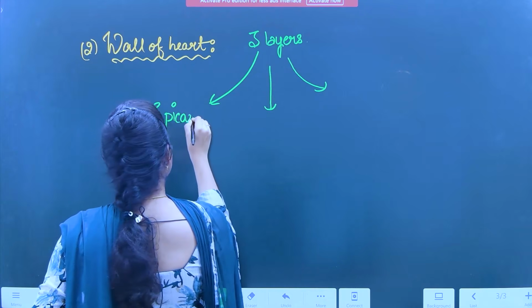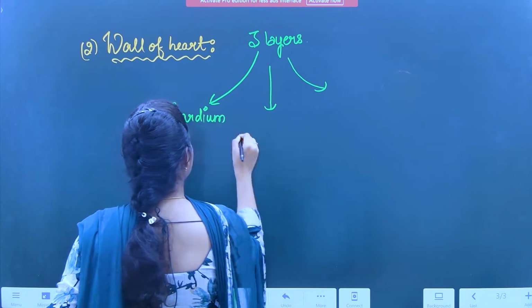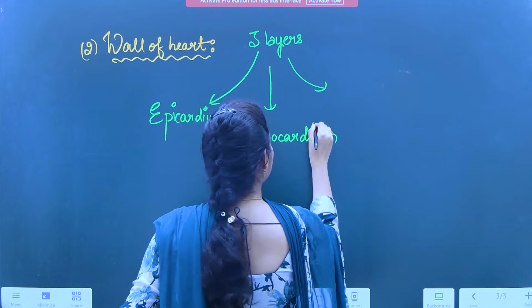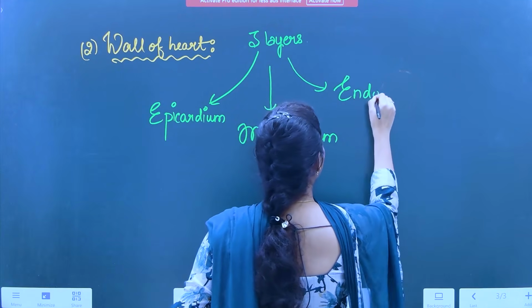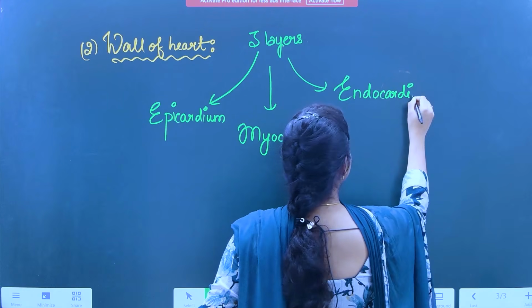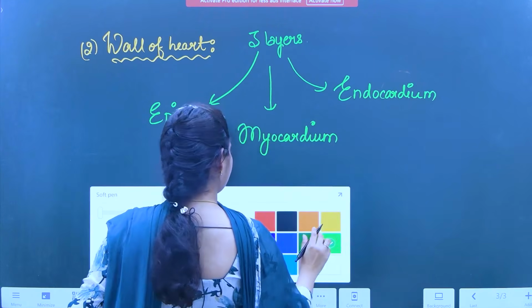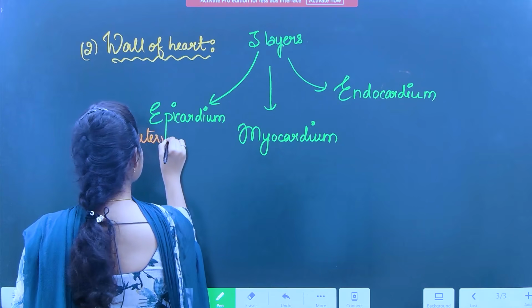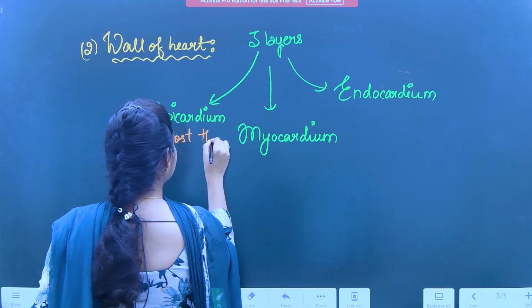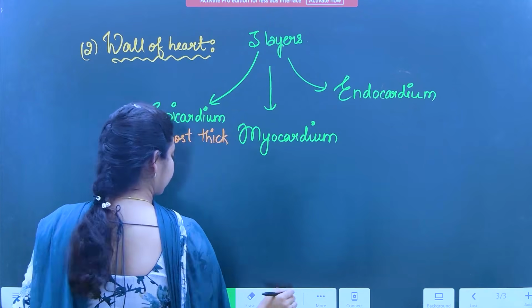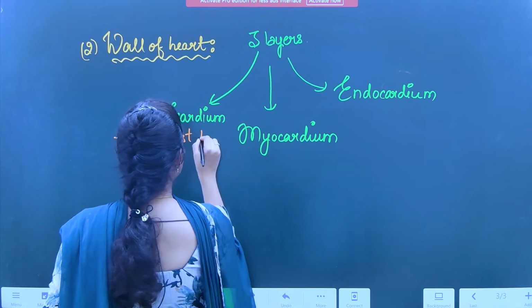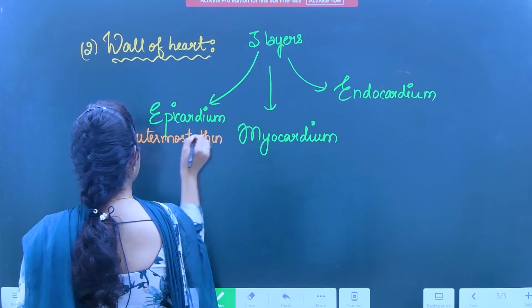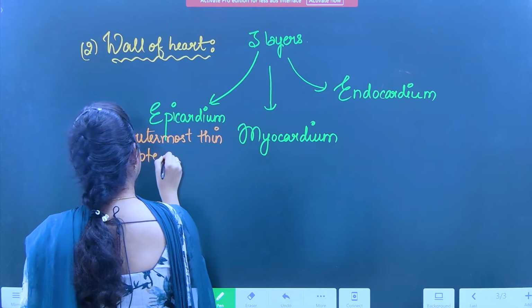Epicardium, myocardium, endocardium. Now, epicardium is the outermost thin, protective layer.